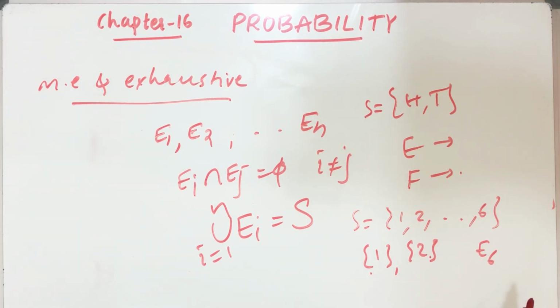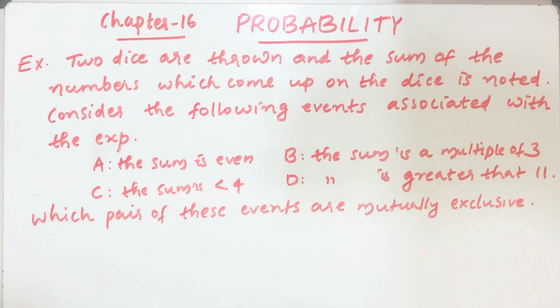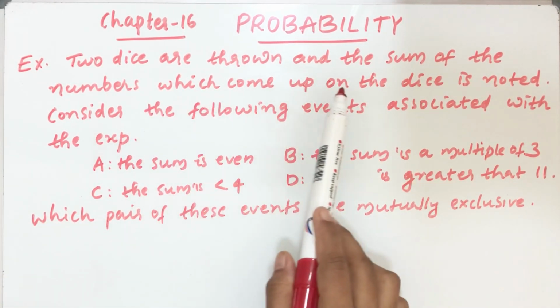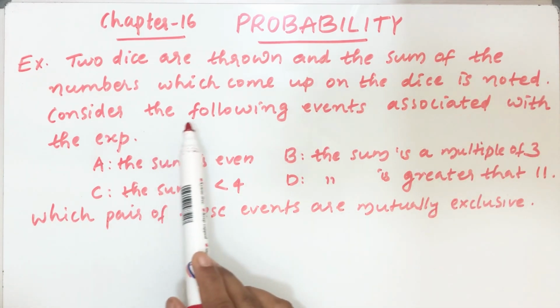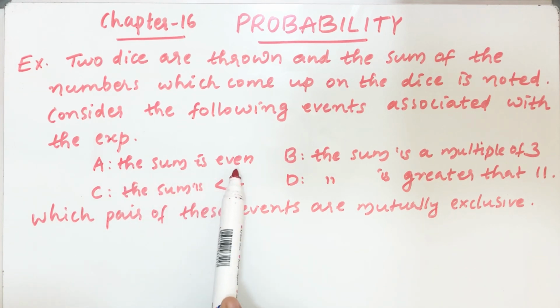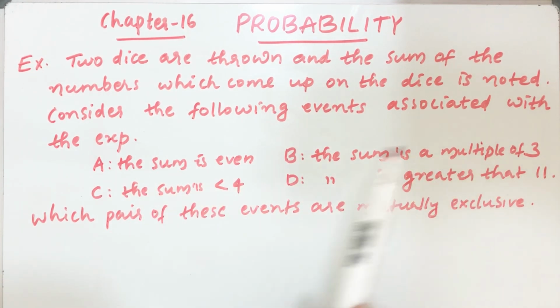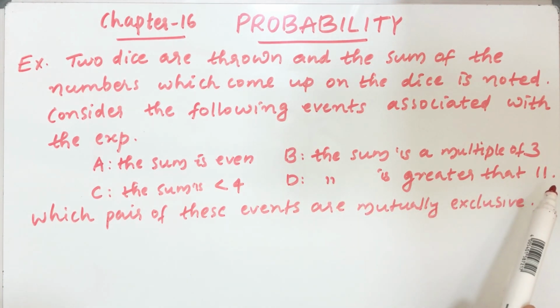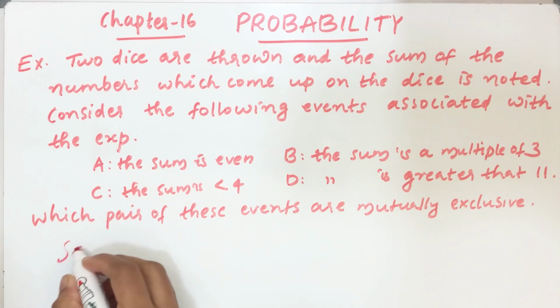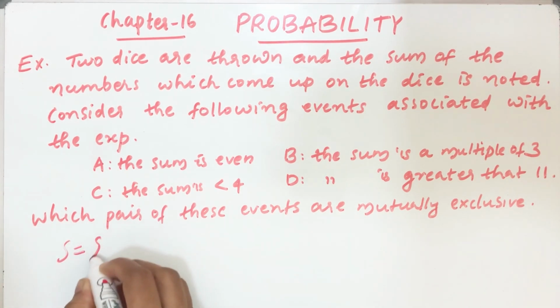We can see more examples. Example: two dice are thrown and the sum of the numbers which come up on the dice is noted. Consider the following events associated with the experiment. A: the sum is even. B: the sum is a multiple of 3. C: the sum is strictly less than 4. D: the sum is greater than 11. Which pairs of these events are mutually exclusive? Here two dice are thrown. We know the sample space S has 36 elements.